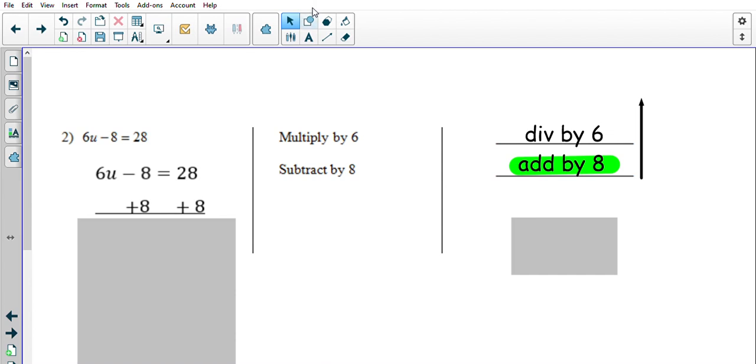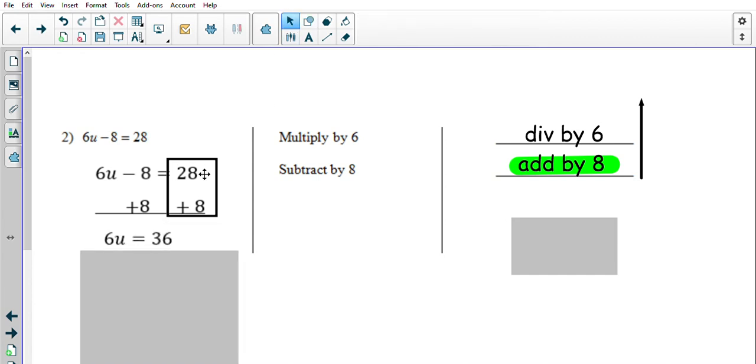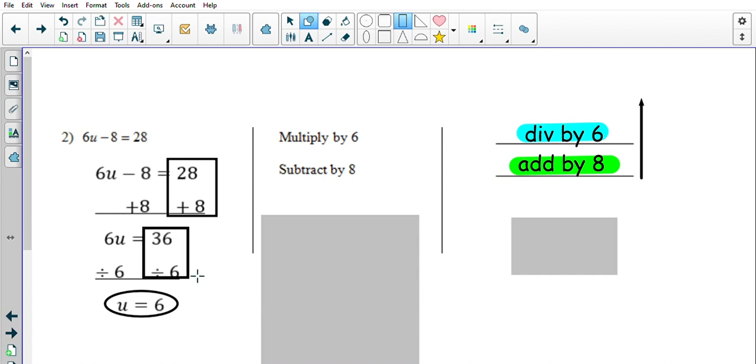You're going to plug into your calculators 28 plus 8. Don't forget, you're still left with 6u on the left-hand side equals 28 plus 8, which is 36. Notice how after our first step, we just end up being left with a one-step equation. So that should be pretty easy. The inverse of multiplying by 6 is to divide by 6. So let's go ahead and divide both sides by 6. I probably shouldn't have uncovered the answer yet, but we're going to do 36 divided by 6 to get u equals 6.